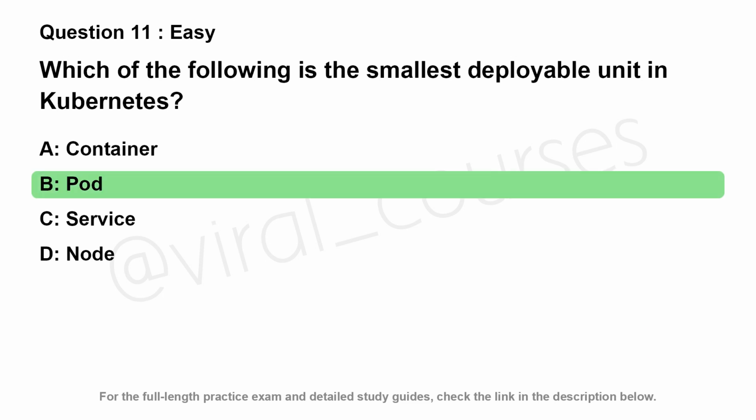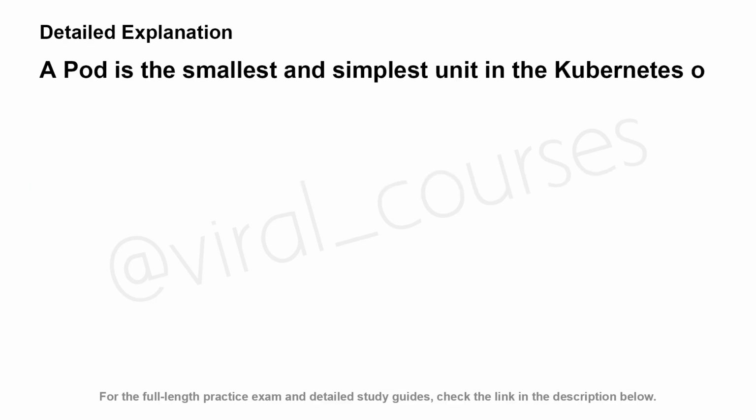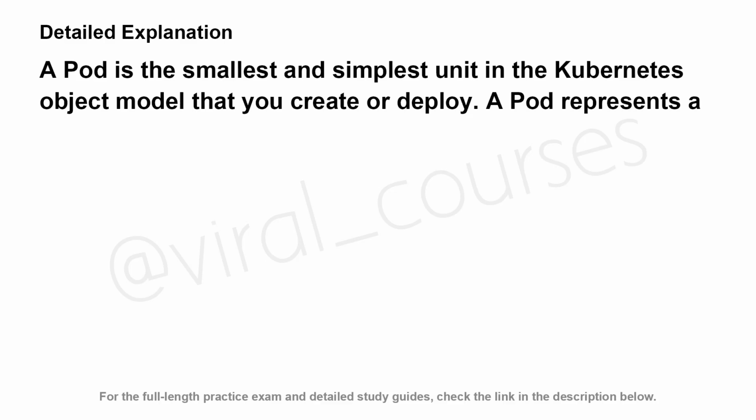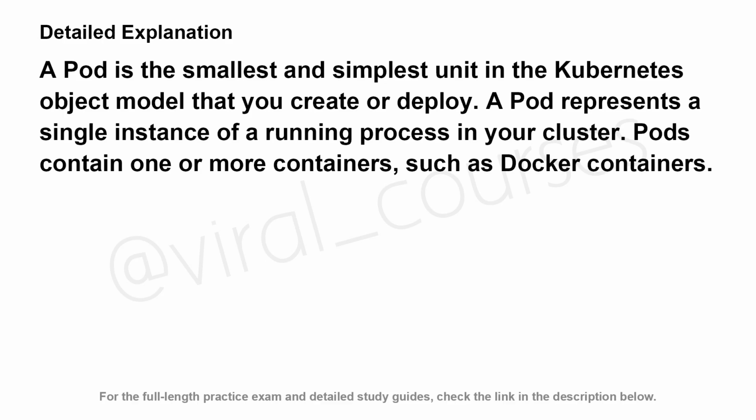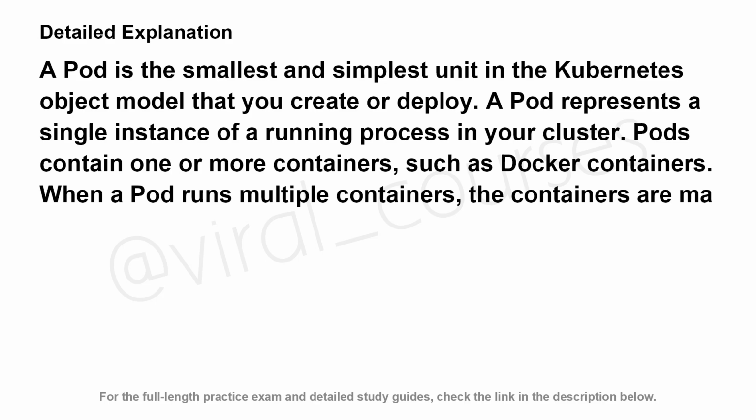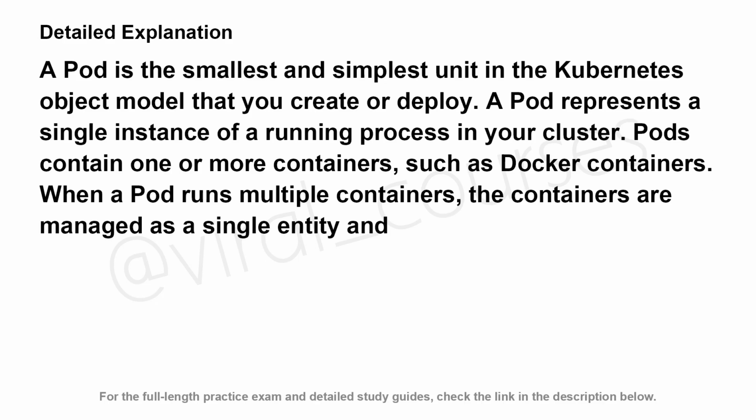The correct answer is B. A pod is the smallest and simplest unit in the Kubernetes object model that you create or deploy. A pod represents a single instance of a running process in your cluster. Pods contain one or more containers, such as Docker containers. When a pod runs multiple containers, the containers are managed as a single entity and share the pod's resources.